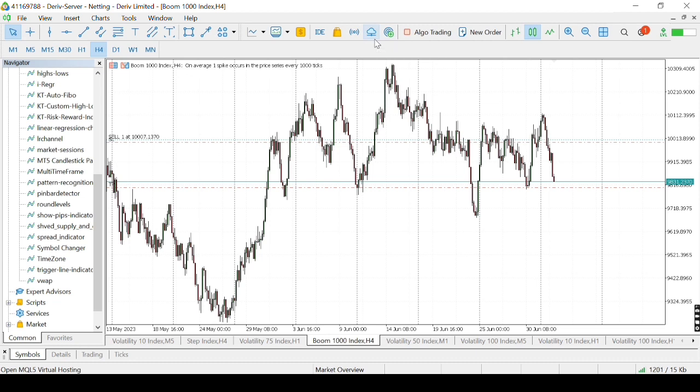So as you can see, this is the Boom 1000 H4 time frame, and I took this trade, right? In today's episode I'm going to show you a simple top-down analysis that you can do to take this kind of setup.